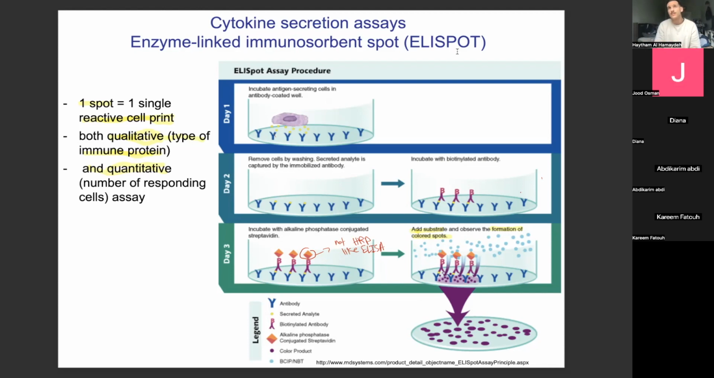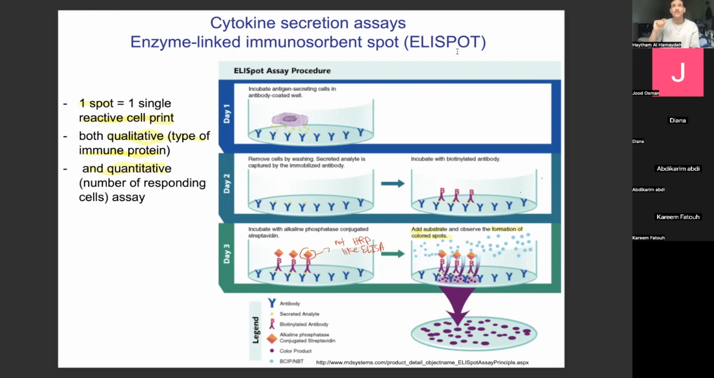Okay, what's the next step? The next step is we have a primary antibody. A primary antibody binds to that cytokine. So now we'll have capture antibody, cytokine, primary antibody, or detection antibody. Yes? Okay, what next? We add a secondary antibody.